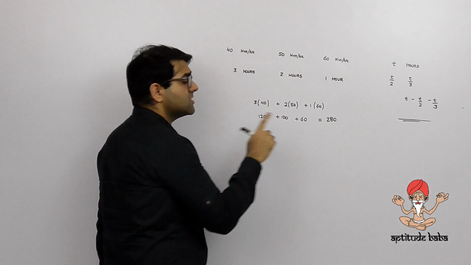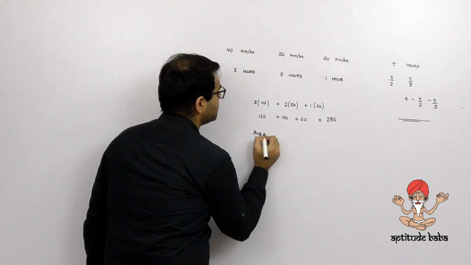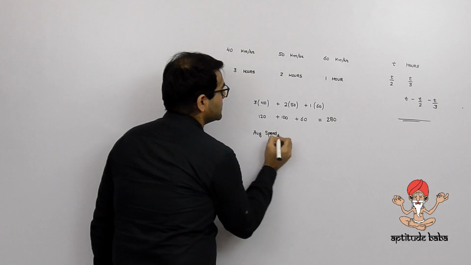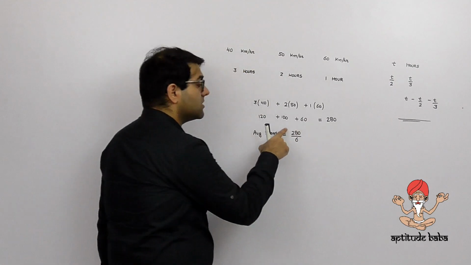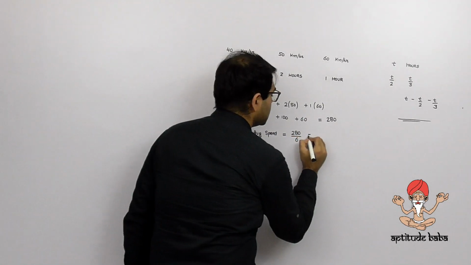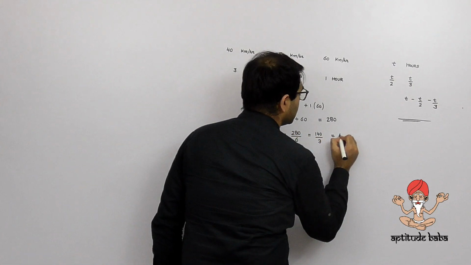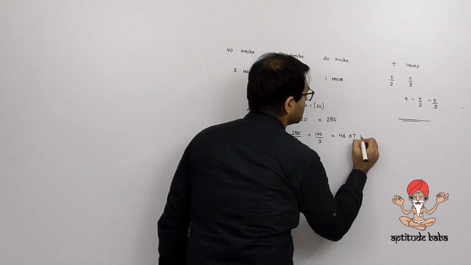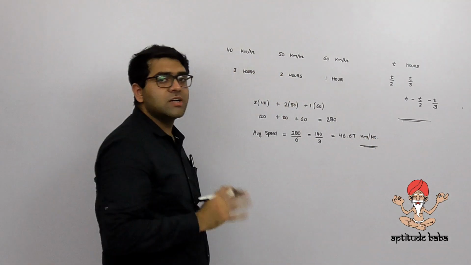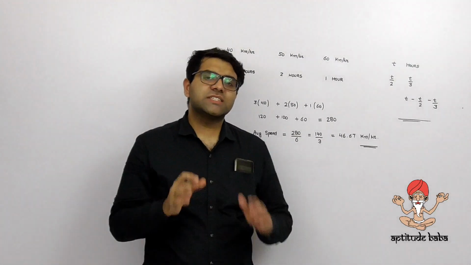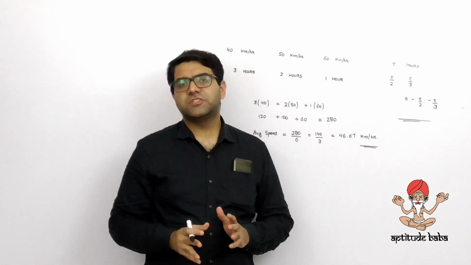Now 280 kilometers have been traveled in a total of 6 hours. So can we say that average speed, which is defined as the total distance traveled by total time taken, will be nothing but 280 by 6, which is 140 by 3. इसको सॉल्व करने पे what we are going to get is 46.67 kilometers per hour. Hopefully we are able to understand this example. This is a standard question type that you encounter on the concept of average speed.